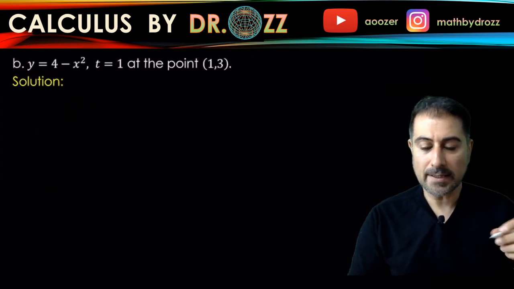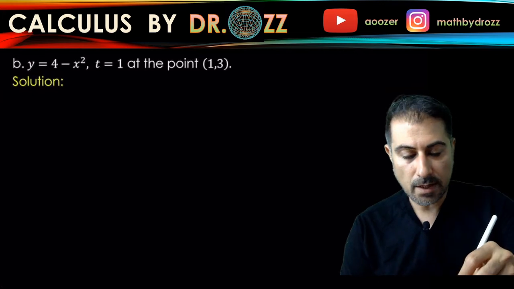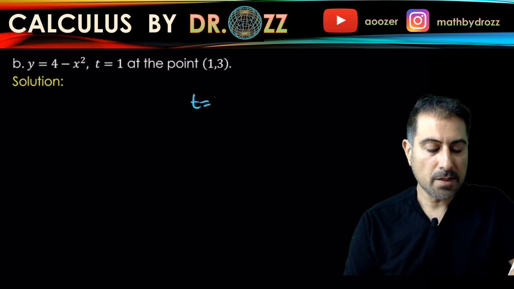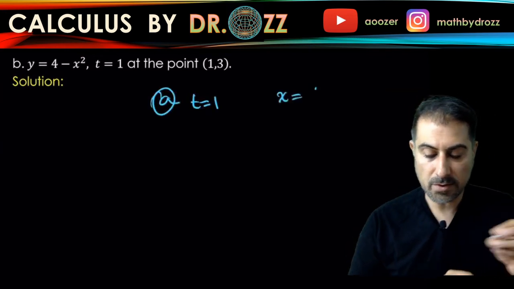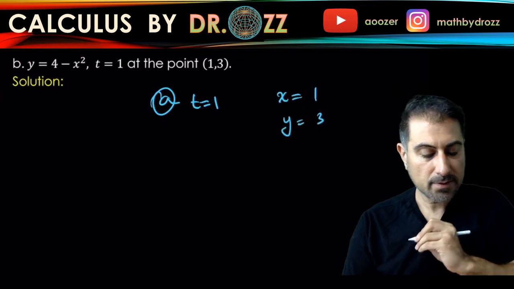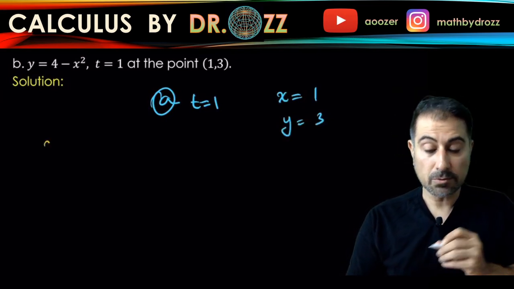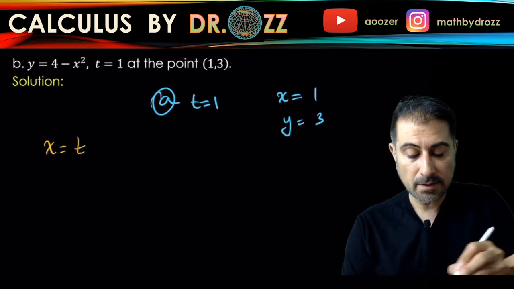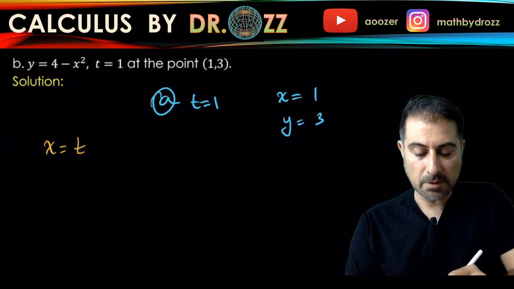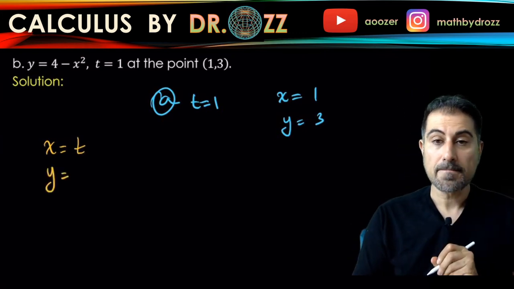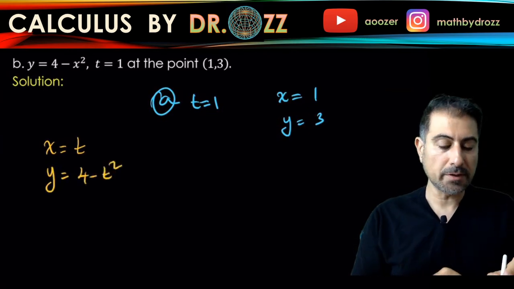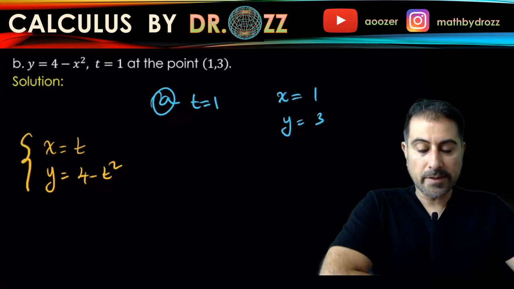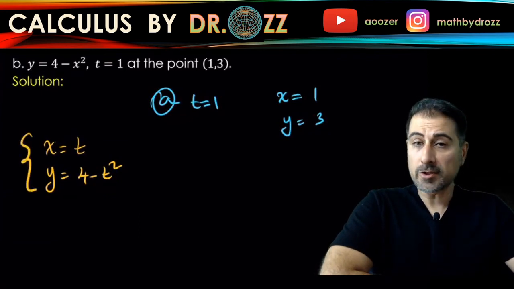We have y equals 4 minus x squared, and I want at t equals 1, x to be 1 and y to be 3. Okay, so let's choose x. Since at t equals 1, x equals 1, I'm going to choose x equals t. How about that? If x equals t, then y, accordingly, is going to be 4 minus t squared. And as you see, 4 minus 1 squared is already 3, so that's one parameterization of y equals 4 minus x squared, which is a parabola.